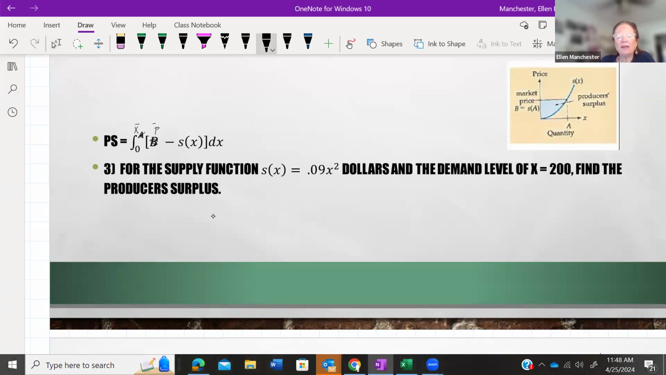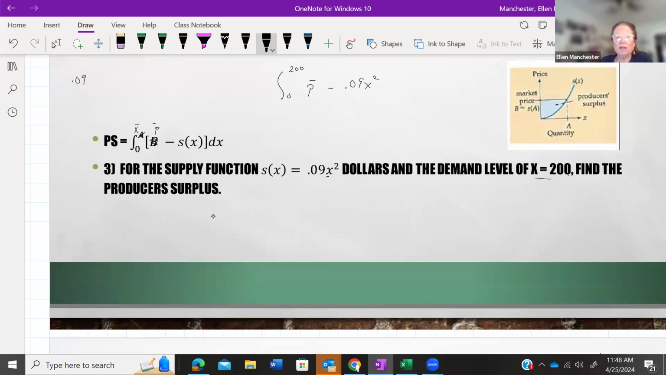Now it's the price minus the supply function. Okay, so again, what do we have? We have our x. We don't have our p. We have our supply function. So now we have to find our p first. Now we have to find our price. Okay, so we're going to plug our 200 right into where x is.